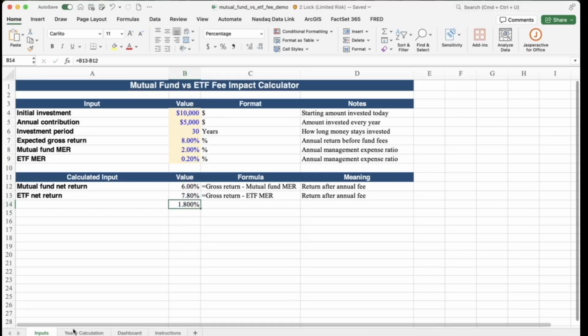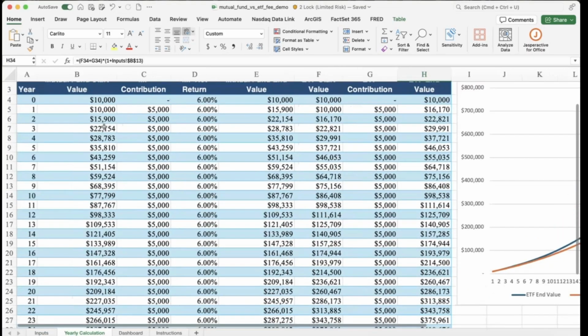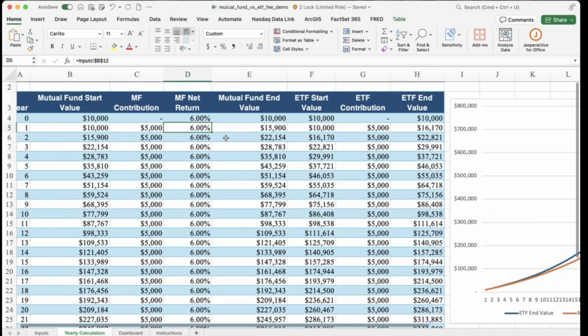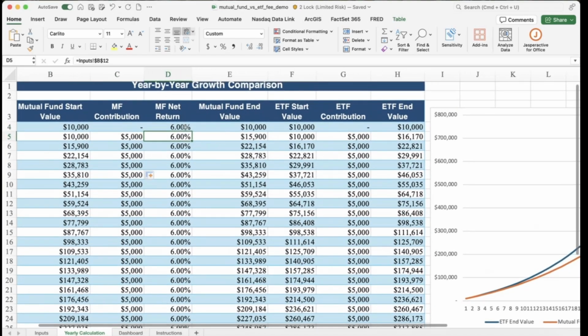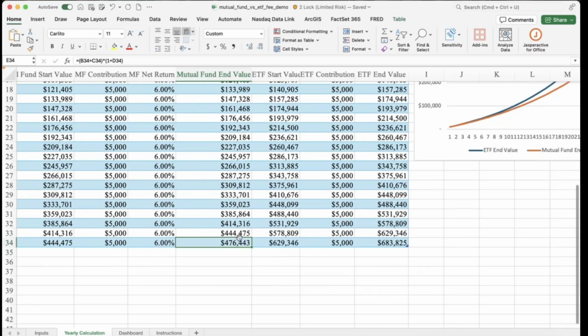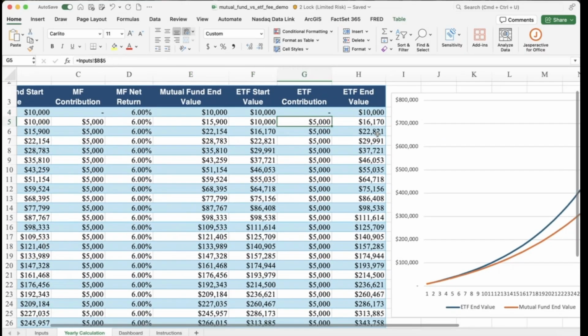Here are more details. At year 0, you save 10,000, and then each year you contribute 5,000 more, with a 6% return instead of 8%. So how does it grow? It goes through these values. At the end of 30 years, you'll get 476K, whereas the same thing in an ETF gives you 683K at the end of 30 years.